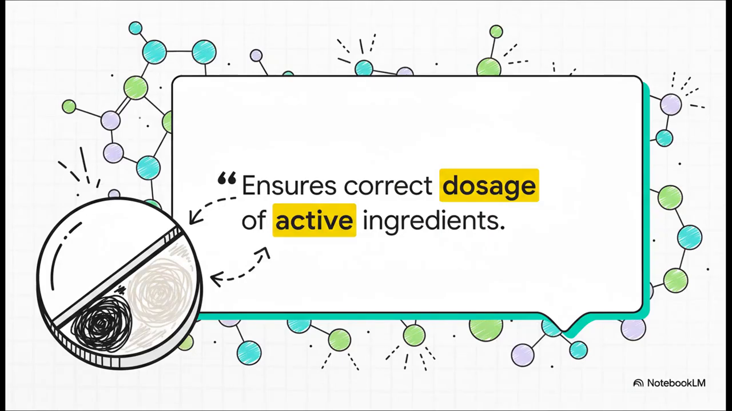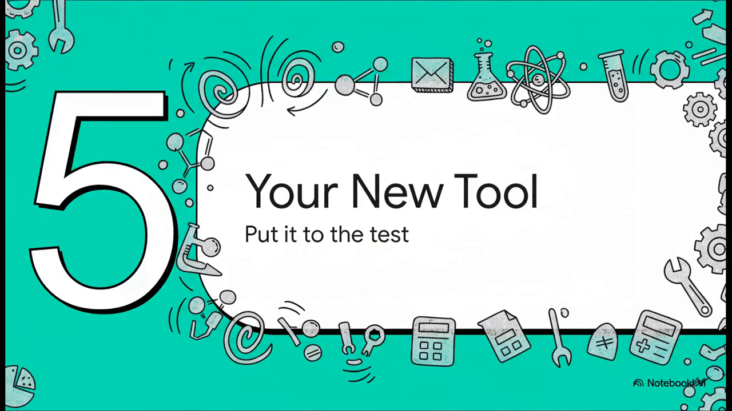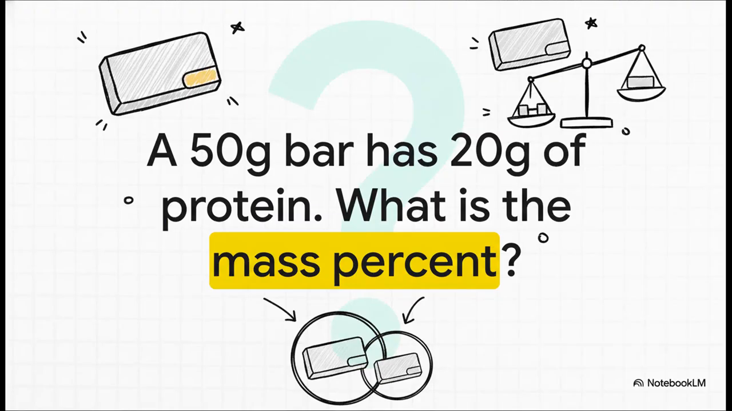Just think about a pill for a second. Knowing that the right percentage of that pill is the active medicine and not just some filler, well, that can be a matter of life and death. The crucial point here is precision. Percent composition is what allows for the incredible precision we need to make modern medicine both safe and effective. So now you get it. You understand the concept, you know how to do the calculation, and you know why it's so incredibly important. You've basically just been handed a new tool to analyze the world around you, to see things the way a chemist does. So let's put that new tool of yours to the test.